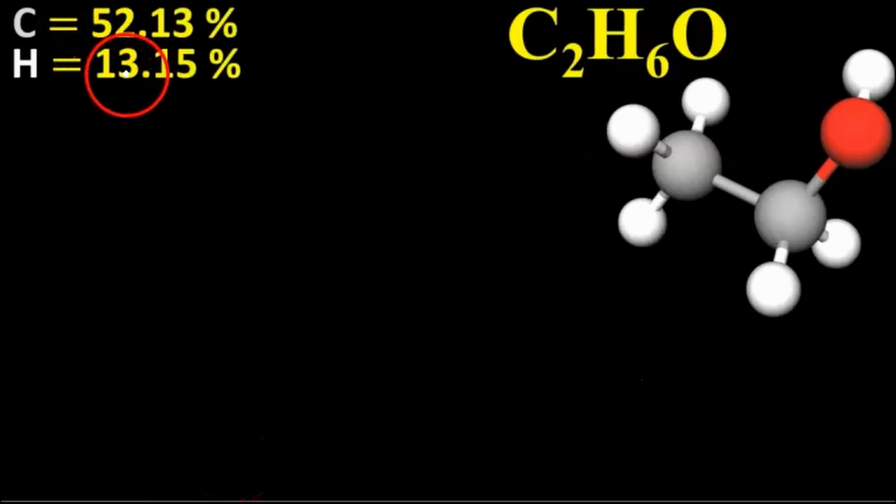And before we calculate oxygen, just look at these 2 numbers. Notice that the percent composition of hydrogen is significantly less than carbon. Even though there's more hydrogen atoms, the percent composition is lower because it's percent composition by mass. And hydrogen atoms are a lot lighter than carbon atoms.